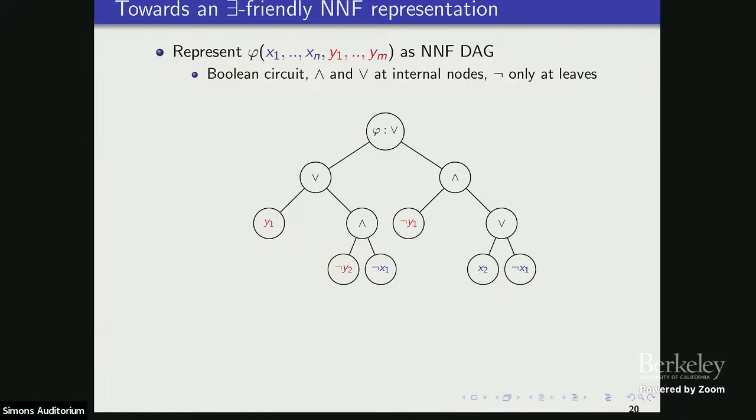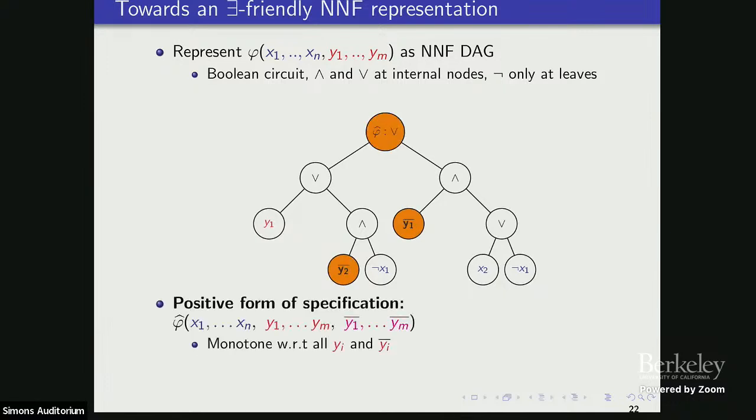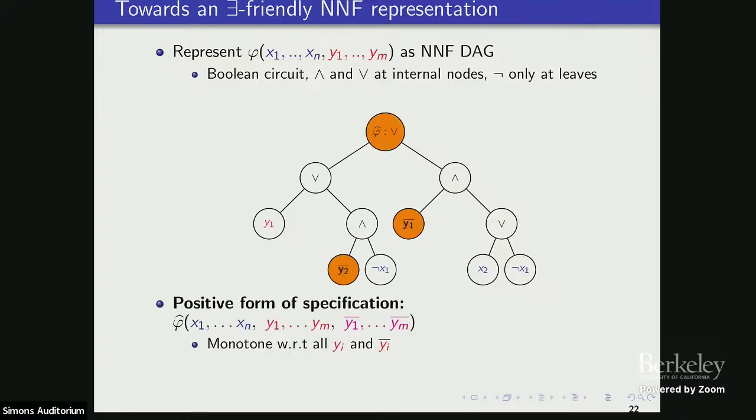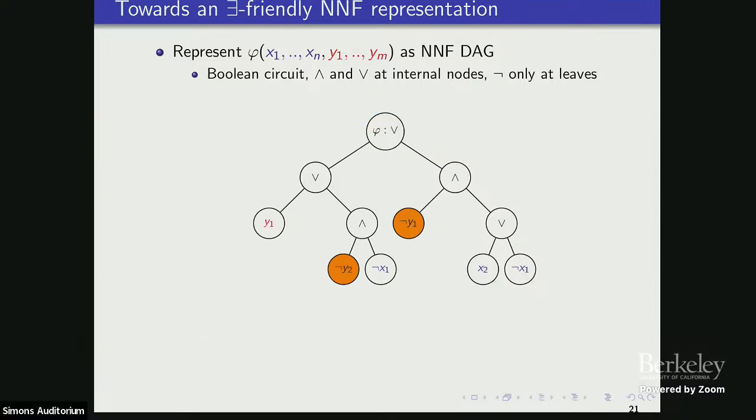And then we look at all the leaves which have the outputs negated, and we introduce new variables over there, which I call overline or bar variables. So earlier I had negation y1, negation y2. Now I have y1 bar and y2 bar.